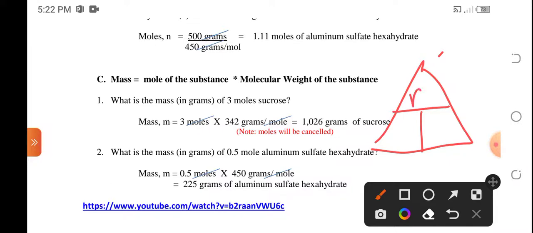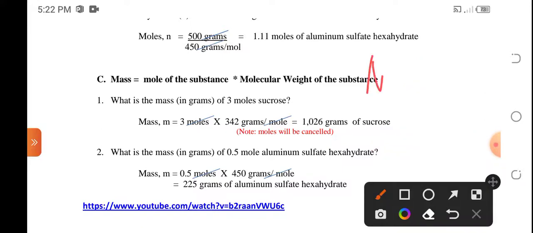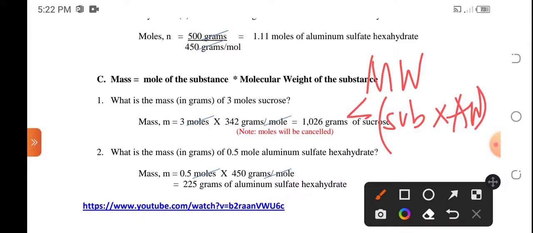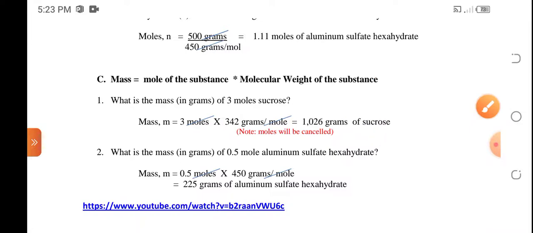Okay, so please do not forget our working formula for mass. It is molecular weight times number of moles. But for moles, if you're looking for moles, it would be mass divided by molecular weight. And for the computation of molecular weight, of course, you look for the subscript multiplied by the atomic weight per element, and then you add all the products per element, and that would be the molecular weight. Okay, but for the atomic weight, of course, it could directly be derived from the periodic table.